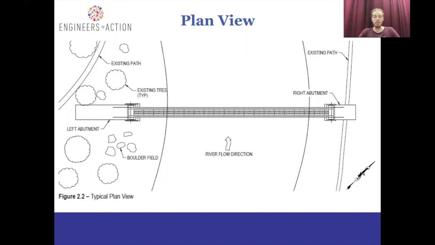We're seeing that there's a boulder field, an existing path, two of them actually, as well as existing trees. You'll notice that with the existing tree, there's that parentheses TYP. That stands for typical. And that means that other things that look similar to it on the drawing, for example the rest of the trees, instead of having to call them out every single time, we use TYP, and that's just a single call out. And the last element that I want to draw your attention to is the north arrow. All plan views have a north arrow to orient them as to which direction is north.